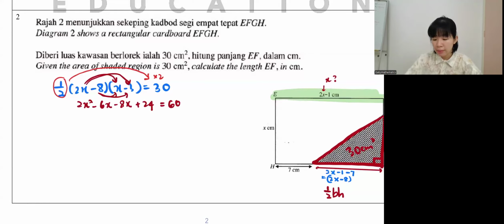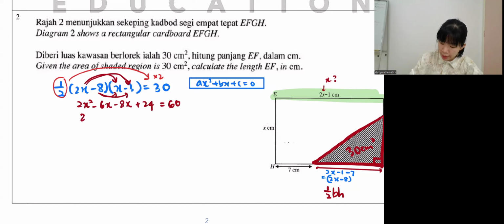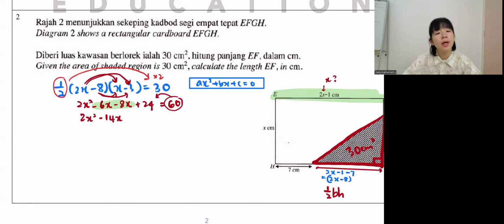Arrange in general form. Always arrange in ax squared plus bx plus c equals 0. Okay, so here 2x squared. How about the x? Negative 6x minus 8x, negative 14x. Okay, then the 60 you can bring over. 24 minus 60, how much? Use calculator, 24 minus 60. So it is negative 36 equals 0. Okay, what is the next step, guys? Should we key in calculator?